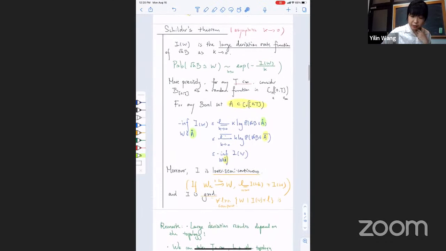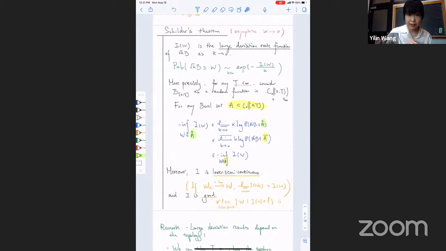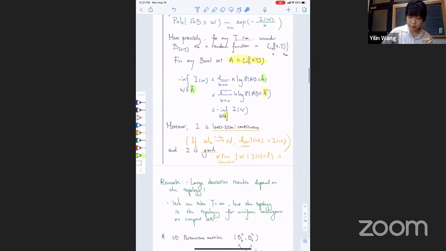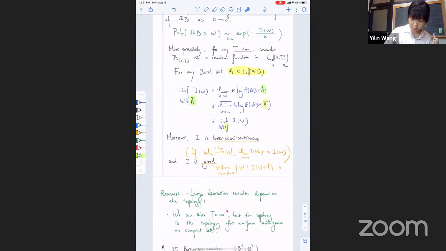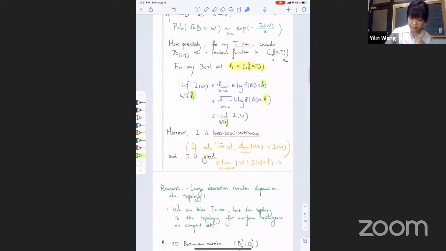So one remark I want to emphasize is that large deviation is not only about the distribution of the function, but it's also about the topology that you can put on the space. Here I have to look at the interior, I have to look at the closure. So they all depend on topology. Here the lower semi-continuity is about topology. The compactness also depends on topology. And here I also need to take the time to be finite so that the topology would be the sup norm. But actually we can also take the time to be infinite. Then the topology we can take is the uniform convergence on compact sets.